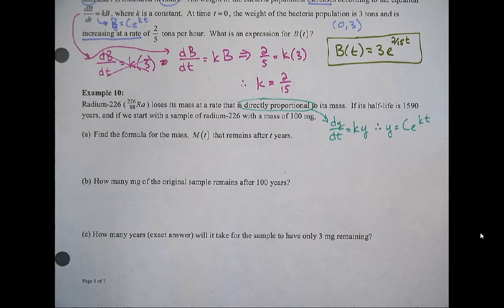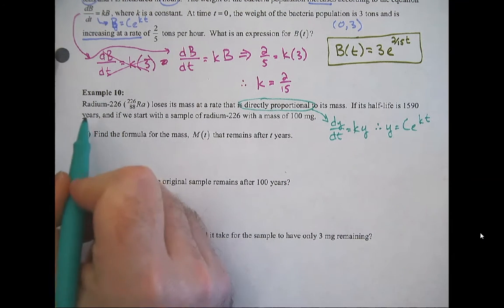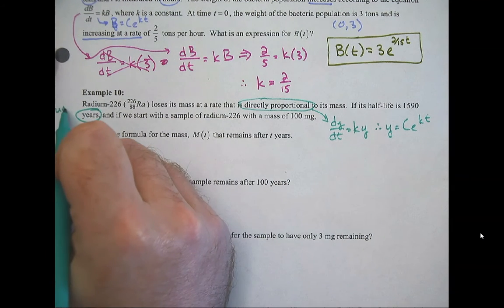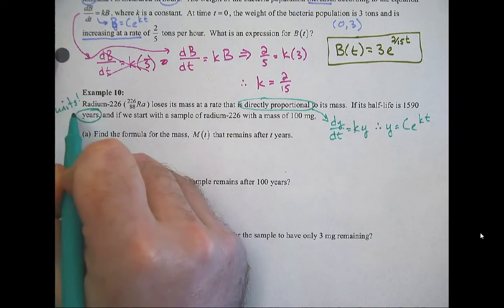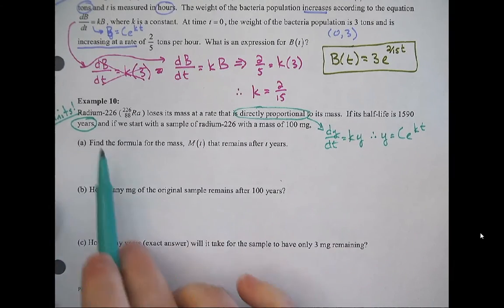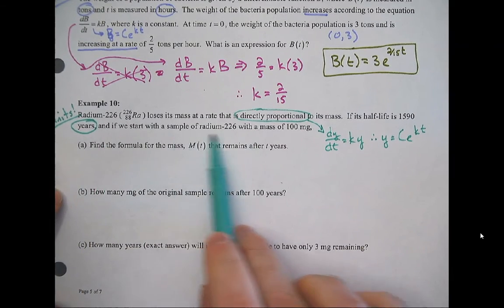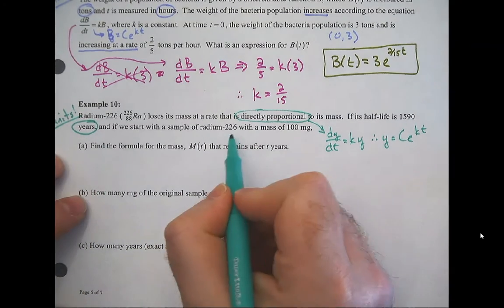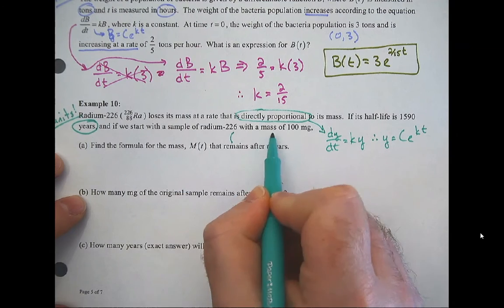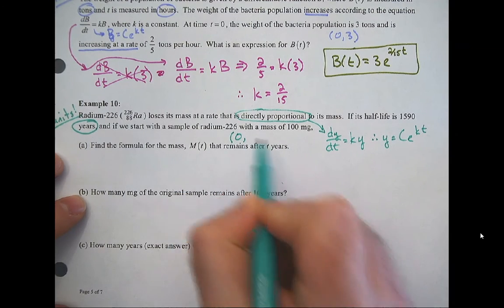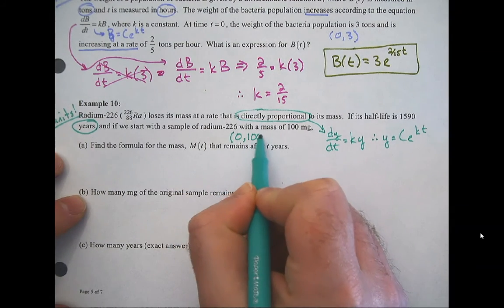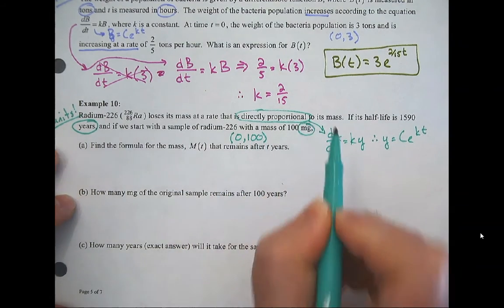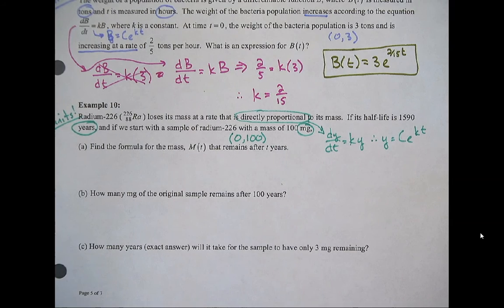Its half-life is 1590 years. So I'm going to circle that. That means I need to have units. If we start with the sample with the mass of 100, that's another clue. So if we start with the sample of 100, that means at time 0, I had 100 milligrams. I'm going to circle the milligrams too so I can keep track of those, those are my units.